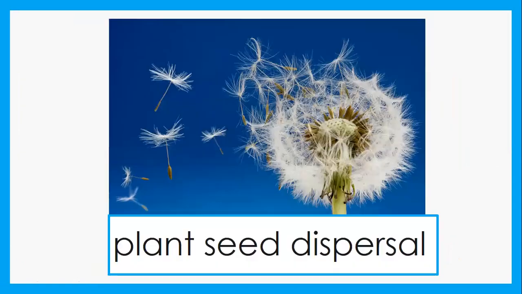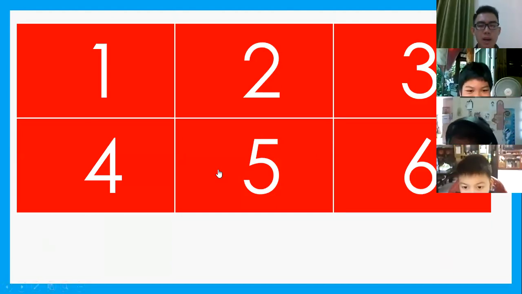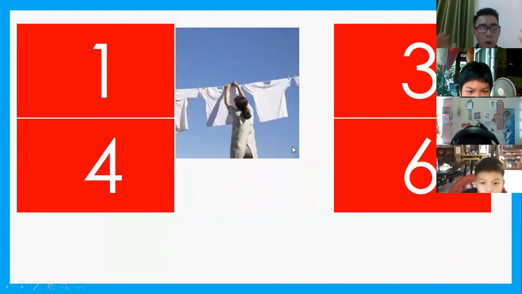Plant seed dispersal. Everybody say plant seed dispersal. Plant seed dispersal. Next. Which number do you want to open? Five. Good job. Do you want to open more? Two. Okay, number two. And what benefit of the air is it in this picture?